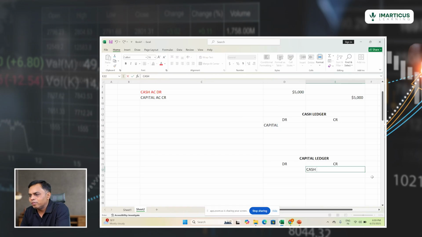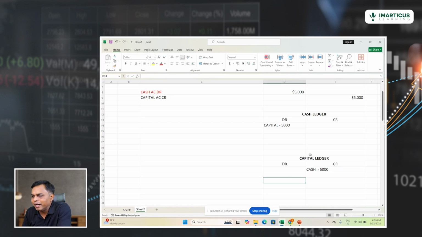So this is what happens: the entries are posted to the ledgers. Here I have the capital of $5,000 and here I have a cash of $5,000. So this is how the entries need to be posted. This is an example of how the entries should be posted to the ledgers.